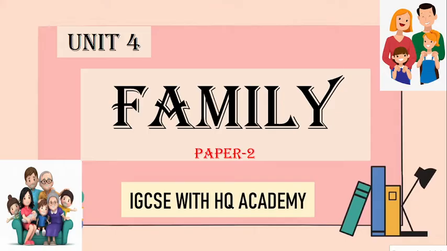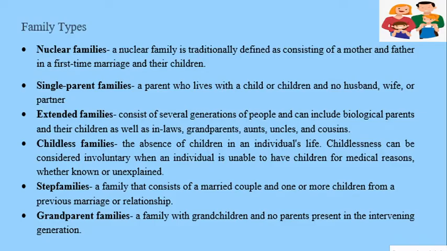Okay, Hamza, for you it's just your social institutions, family. So we begin with different types of the family. The first type of the family is the nuclear family. Nuclear family, Shari, is traditionally defined as consisting of a mother and the father in a first time marriage and their children. First you need to remember, mother, father in a first time marriage. Remember that, in a first time marriage and their children. This type of family is known as nuclear family.